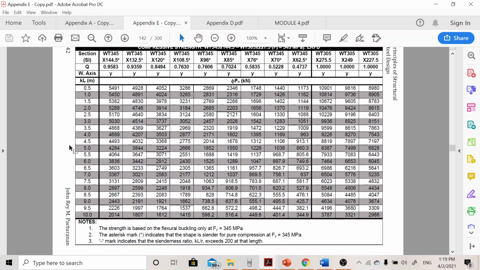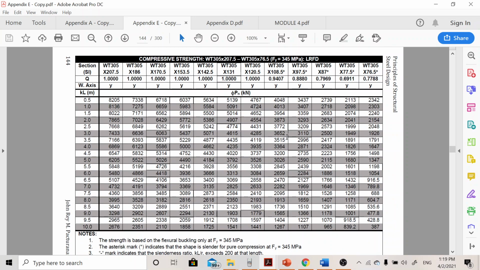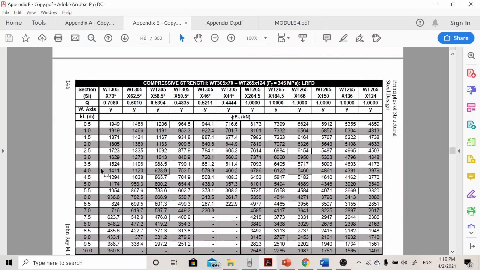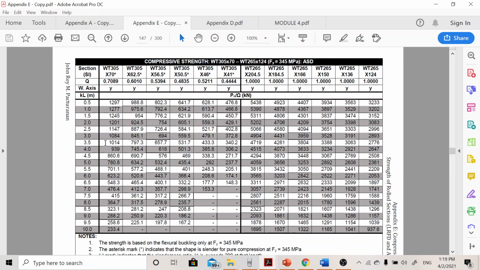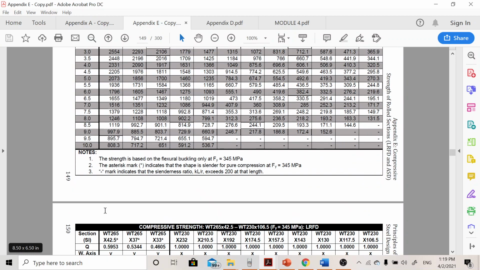ASD pala to, sorry. So, LRFD ulit. Wala ulit. LRFD. So, ang dami kasi nito. Wala na naman. So, 3.5. Wala. Dito rin. Oops! May una. That is ito. Meron tayong ASD dito, hindi siya pwede. LRFD tayo dapat tumingin na. 3.5 meters. So wala. ASD dito.